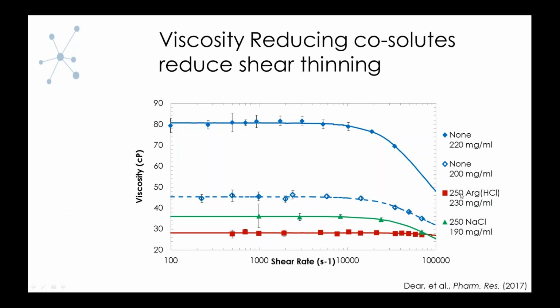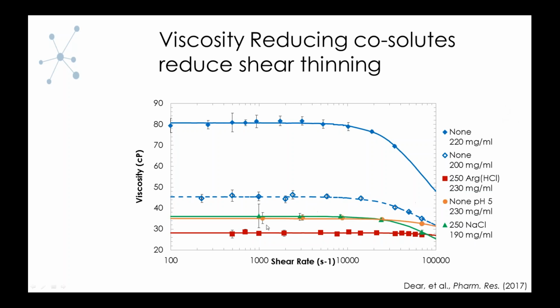So keep in mind all of this data is at pH 6. Another way to tune interactions, other than addition of co-solids, is by adjusting the pH, and this can change the charge on the proteins. So in our case for MAB1, lowering the pH made the protein more repulsive and less viscous, as shown by this orange curve, which is at pH 5.